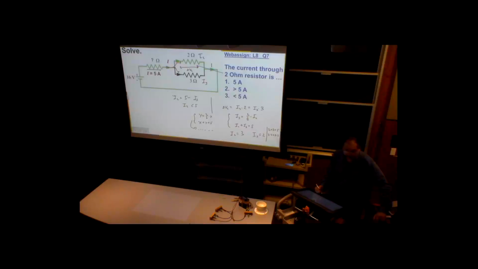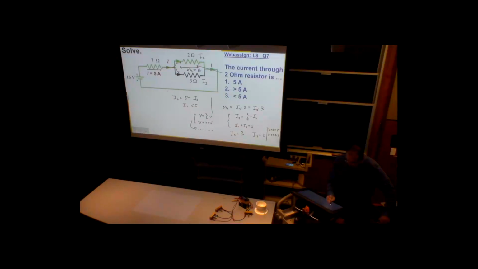There's another way to solve this problem, of course. These two are in parallel. You can simplify it and then just do what we've done before many, many times. But I find this approach kind of more beautiful. Well, first of all, we can calculate this voltage immediately. This voltage will be equal to what? 2 times 3, 6 volts.